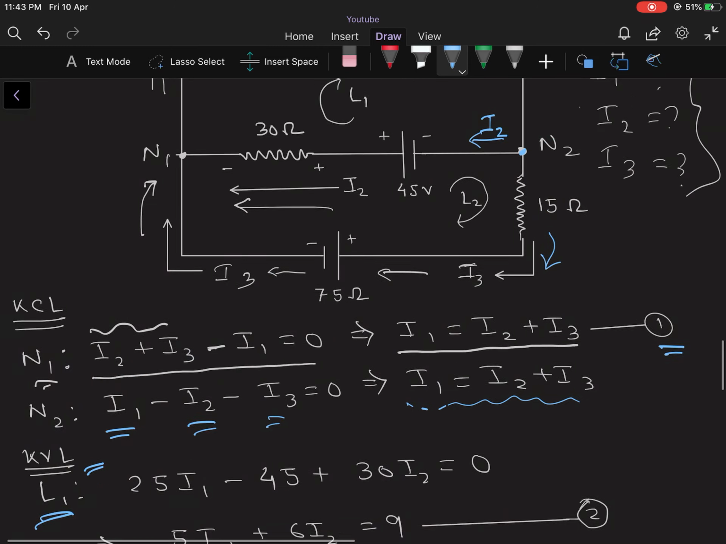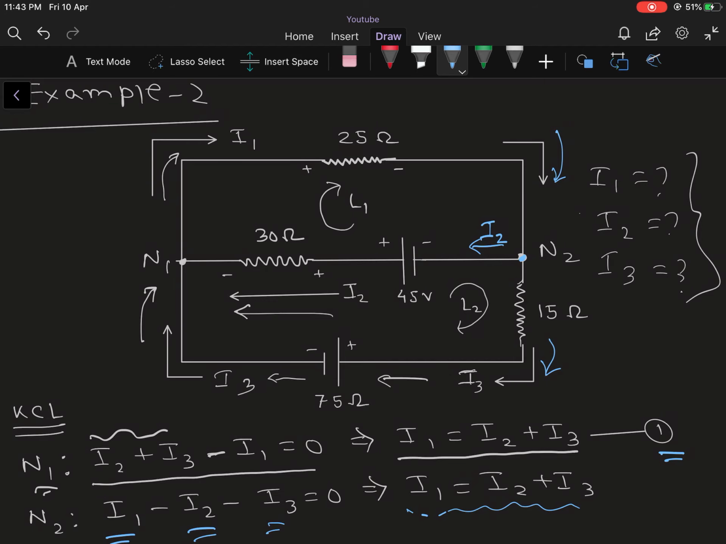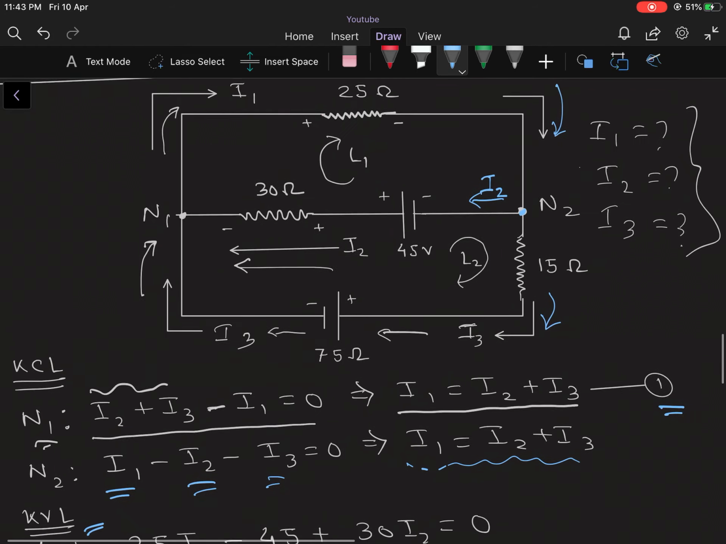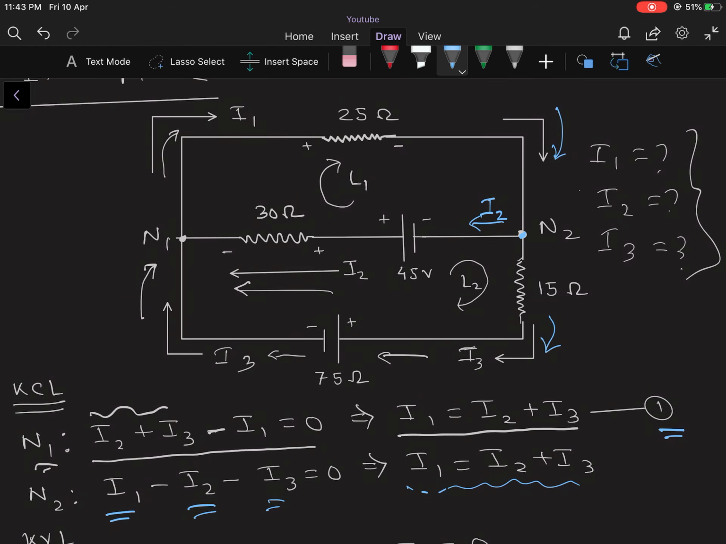Now apply Kirchhoff voltage law KVL in loop 1. That means the upper loop. Let us start from here.